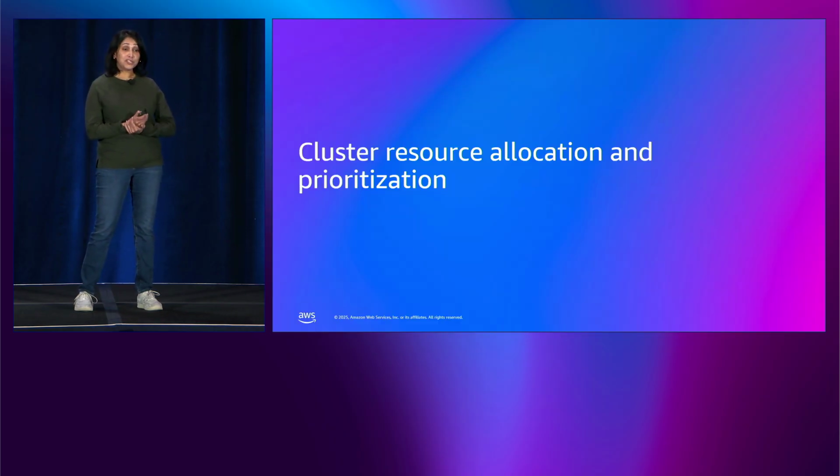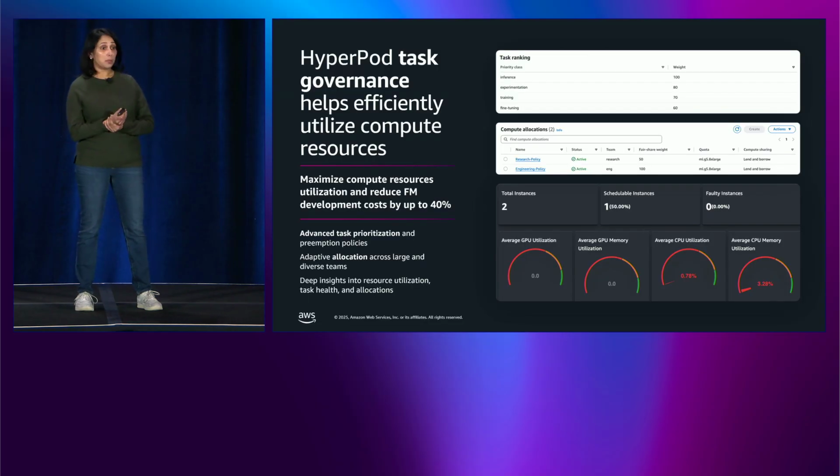Okay. The next challenge we had talked about was properly using these resources across multiple teams and how that can be challenging. SageMaker HyperPod comes with a capability called task governance. Task governance helps you efficiently allocate these compute resources across teams.